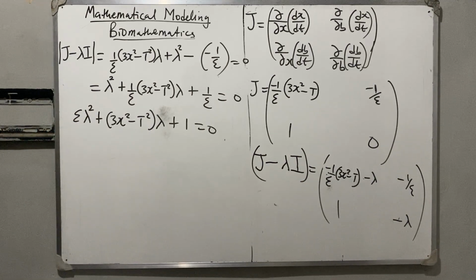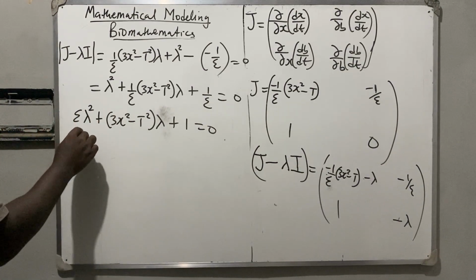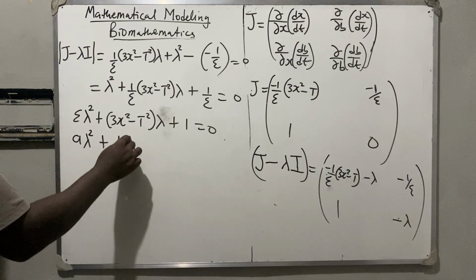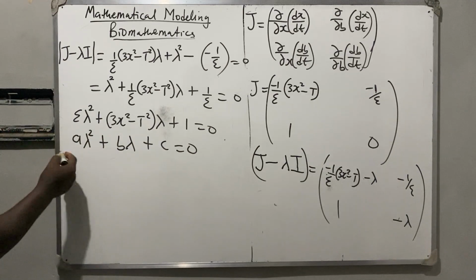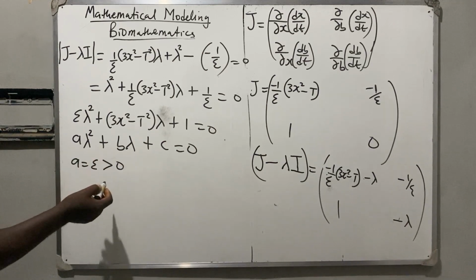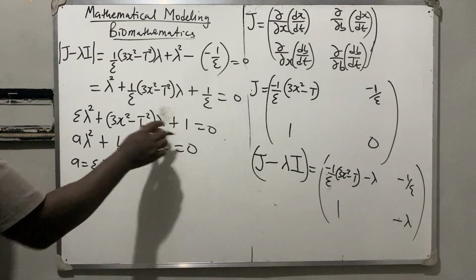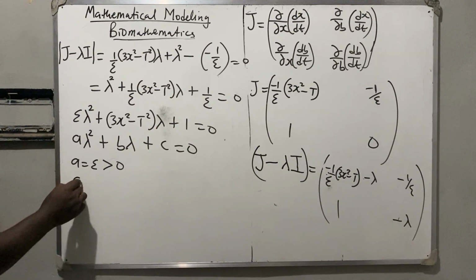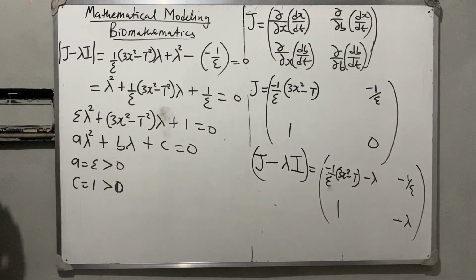So the next thing we are going to check is the stability condition. Remember that we are checking the stability. In the stability condition, the normal quadratic equation is a lambda squared plus b lambda plus c is equal to 0. Then if you note here, they told us that epsilon is greater than 0. So our a, which is equal to epsilon, is positive, from the question. Go and check the question. And our c, which is equal to 1, is still positive. So therefore, this is going to be positive according to one man's theorem.